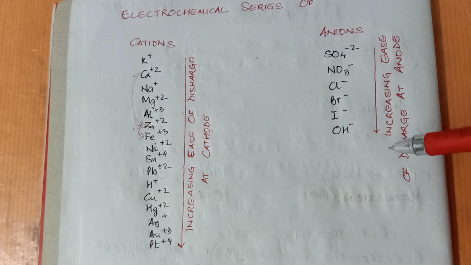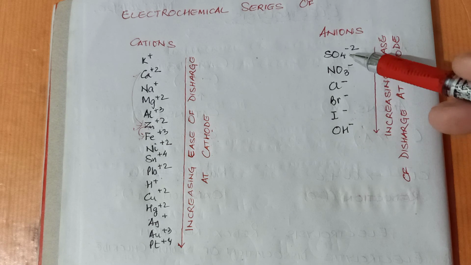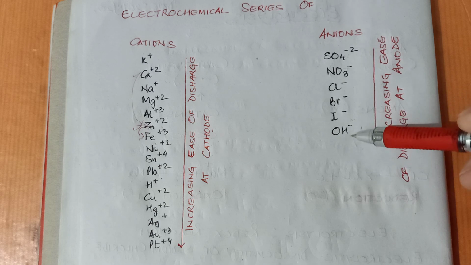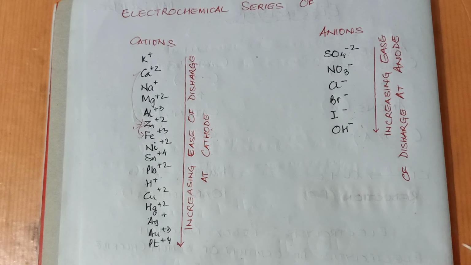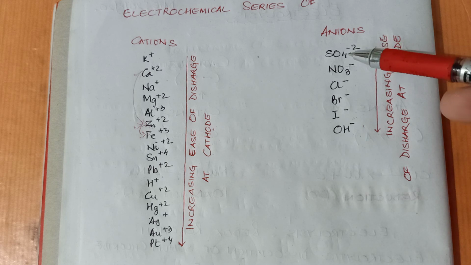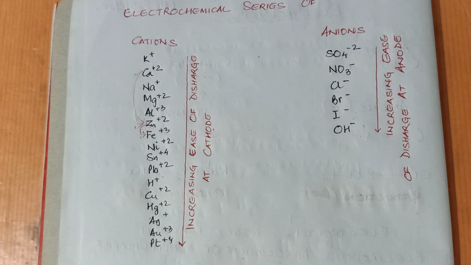The same goes with anions, and we have a list of anions over here like sulfate ion, nitrate, chloride, bromide, iodide and hydroxide. As we go down, the ease of discharge at the anode increases. That means out of these ions, hydroxide will easily get discharged at the anode. So I want you to learn this electrochemical series and the preferential selective discharge of ions at the electrode based on the electrochemical series of cations and anions.